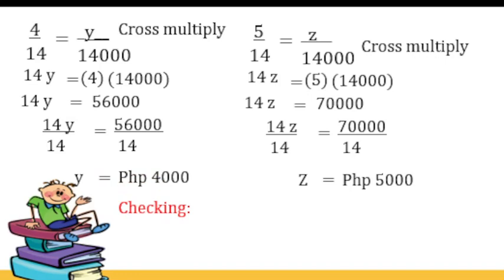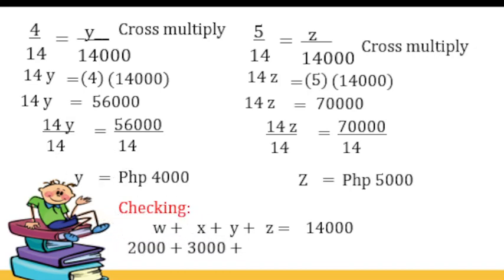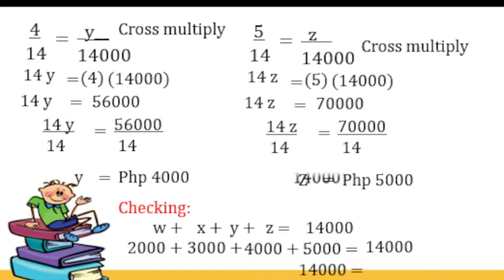Okay, now to check. W plus X plus Y plus Z is equal to 14,000. So substitute the value of W, which is 2,000, and X is 3,000, so that is already 5,000, plus the 4,000 is 9,000, plus the 5,000 is equal to 14,000. So therefore, 14,000 is equal to 14,000. Again, the gift is proportionately divided among the 4 children.